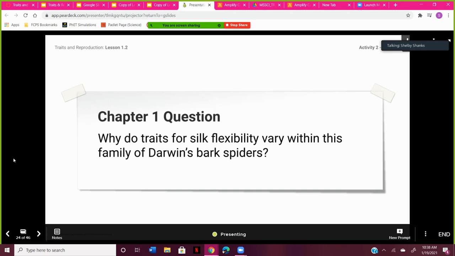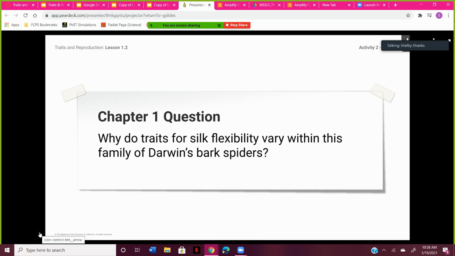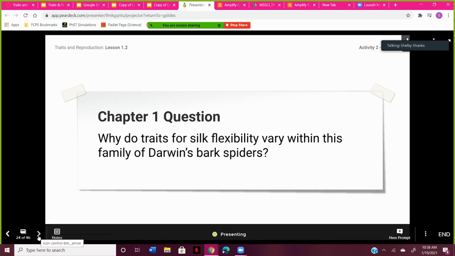All right, so our chapter 1 question is what we're going to be looking at the next week or so. Why do traits for silk flexibility vary within this family of Darwin's bark spiders? So you guys saw that family tree. We're going to be looking at silk flexibility and why things vary like that. So why did one of the offspring have a higher silk flexibility and the other ones had low and medium ones?